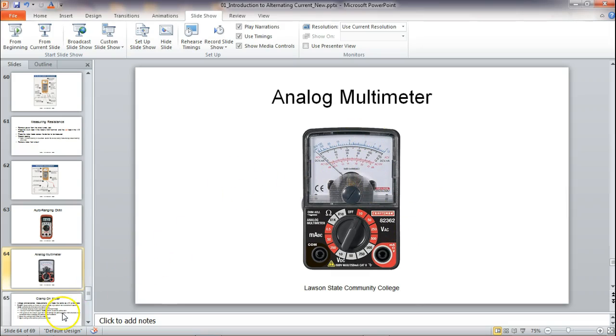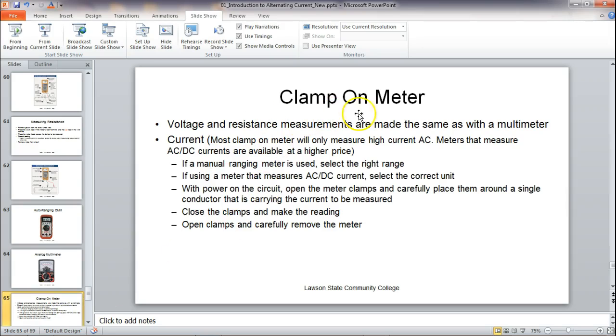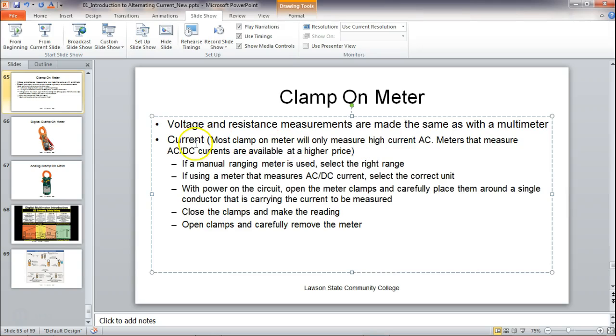Now, the next thing we're going to talk about is a clamp-on meter. Voltage and resistance measurements are made in the same multimeter. For current, most clamp-on meters will only measure AC current. Meters that measure AC/DC currents are available, but they cost a lot of money. AC we can do with a current transformer. DC we have to use an electronic device called a Hall effect sensor. So it is literally electronics measuring the DC current's magnetic field.